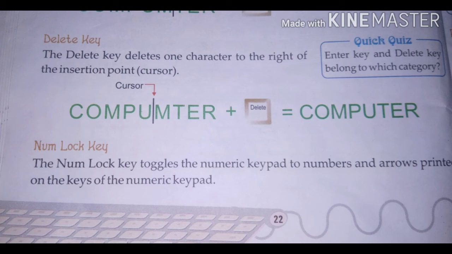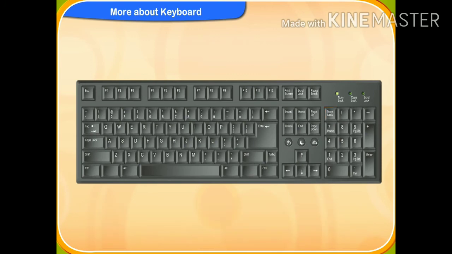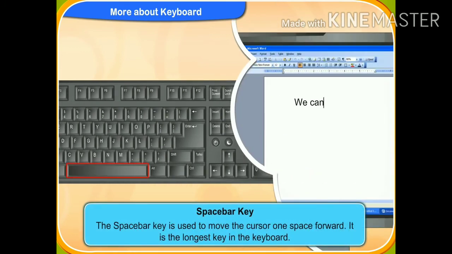Next key is numlock key. The numlock key toggles the numeric keypad between numbers and the arrows printed on the keys of the numeric keypad. When the numlock key is turned off, the number present on the numeric pad starts working. What is the space bar key used for, Kliko? The space bar key is used to move the cursor one space forward. You can see that it is the longest key in the keyboard.